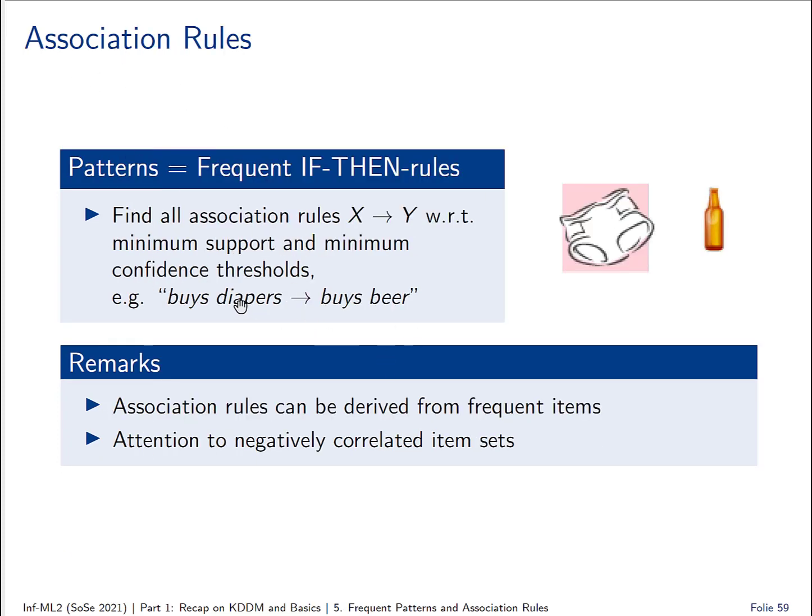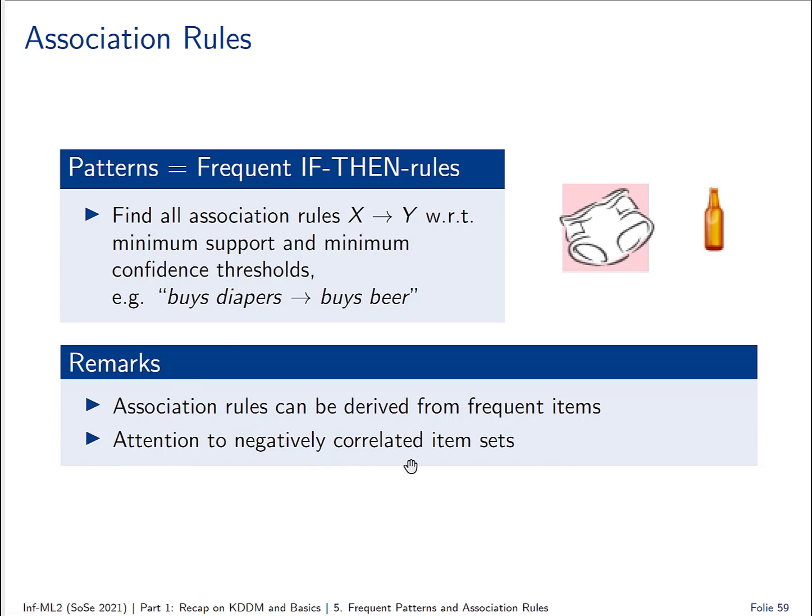So the item set, the value combination diapers and beer, needs to be frequent with respect to this particular support, that is the frequency threshold. And if this is frequent, then maybe also the association rule is frequent, so to say. Association rules can be derived from frequent item sets, as I just said.